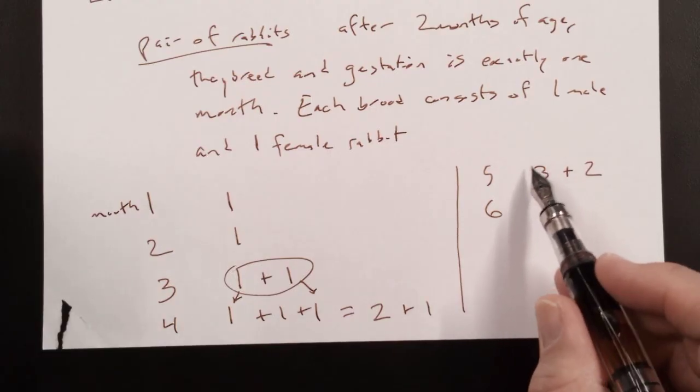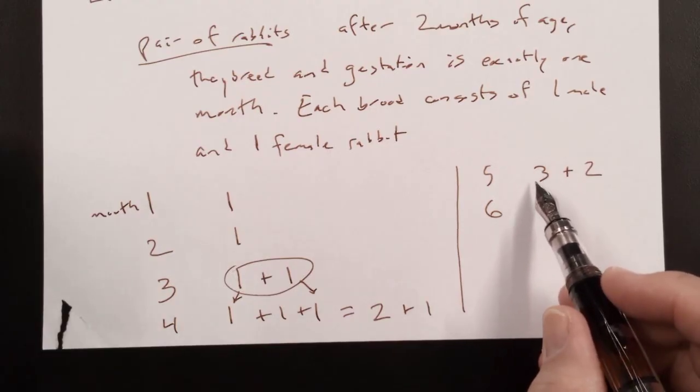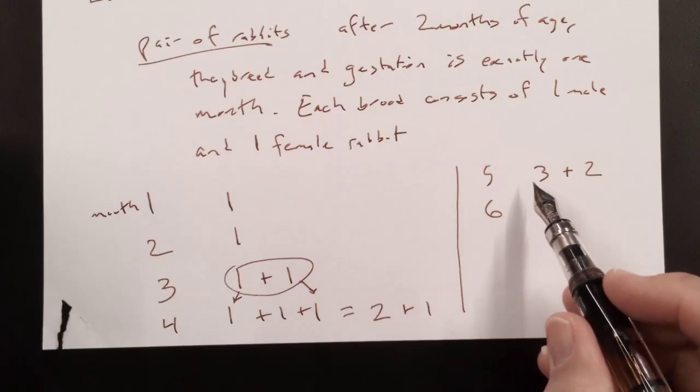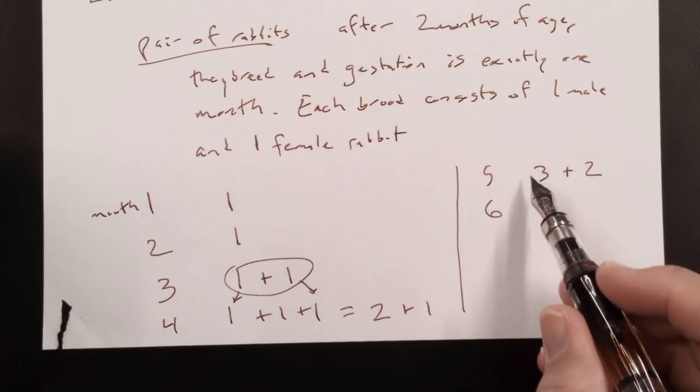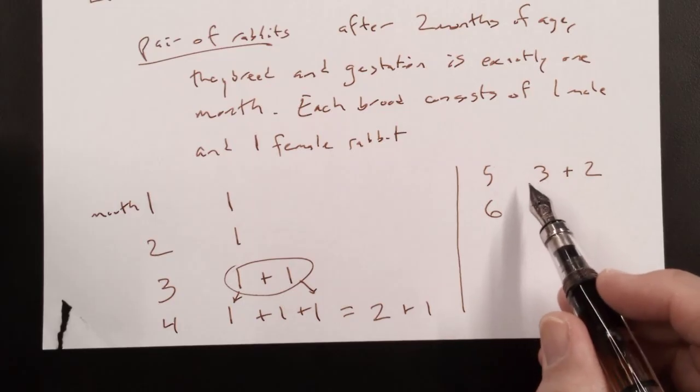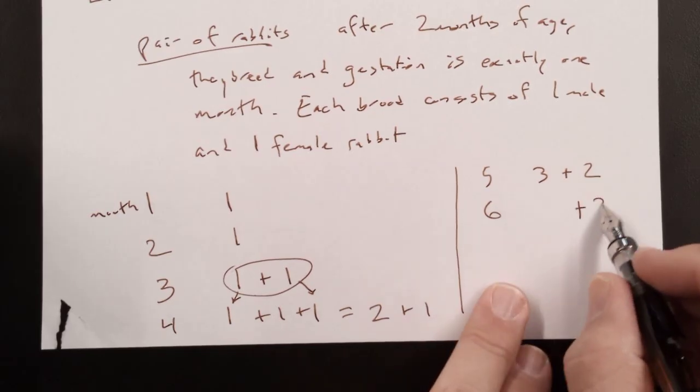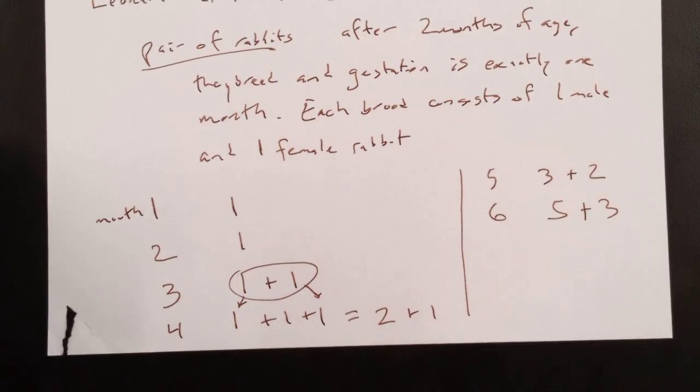These rabbits are all already now old enough to breed. So I have 5 rabbits. All 3 of these pairs get together and have sex. And that means at the end of month 6, I'll get 3 more sets of rabbits, won't I? From what I already have.